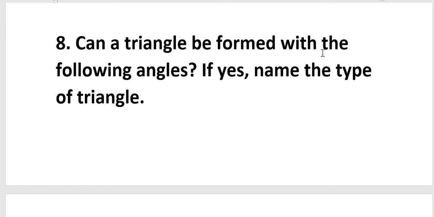Can a triangle be formed with the following angles? If yes, name the type of triangle. Now, based on the angles, we have to see whether a triangle can be formed, and if so, what the type of that triangle is.